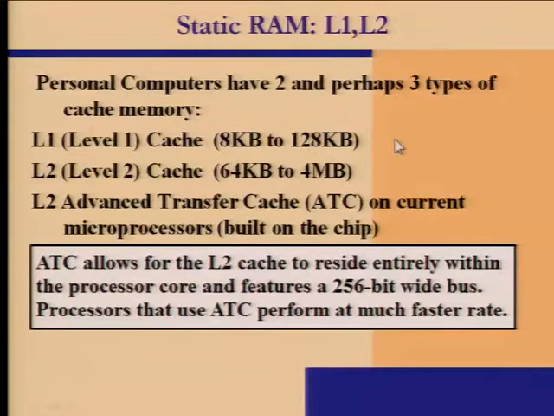For a personal computer, typically you have 2 or up to 3 levels of cache. You have L1, level 1 cache, L2 and L3 in fact. For L1, typically a small quantity from 8 kilobytes to 128, depending on the system. If you have more money, a high-end machine, you have more L1. And L2, typically from 64K to 4 megabytes.